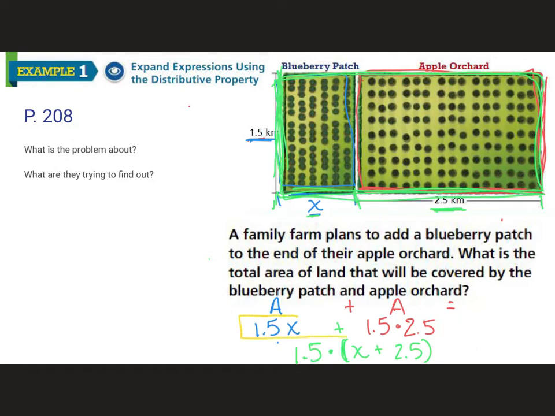Here, I can either find each area and add them together, or I could make this one big rectangle first by adding two sides together, and then multiplying by the other dimension. But those are two ways of getting the same answer. This right here is called expanded form, and this is called factored form. So we're going to look at how we can go from one form to the other today.